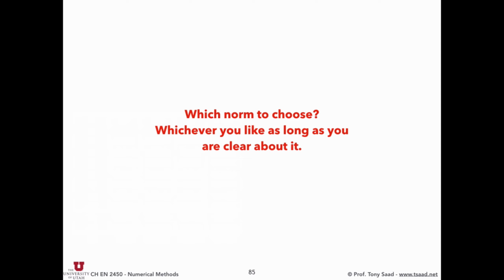But what about other error measures? So far, the only error measure we've seen is taking the difference between the current iteration and the previous iteration. But are there other error measures that we can use?